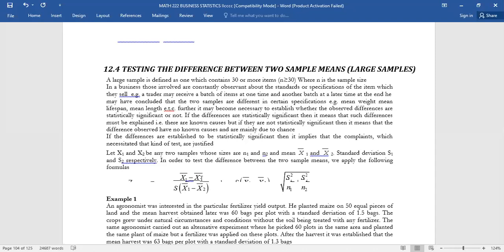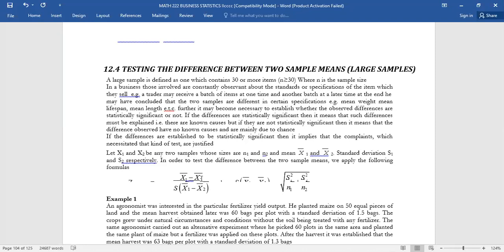If the differences are statistically significant, then such differences must be explained. Either there is wear and tear, or our machine is malfunctioning and needs to be adjusted, or something else. We don't want to continue lying to the customer so that they are not getting value for their money or investment. If they are not statistically significant, then the differences have no known causes and are mainly due to chance. That's why in Business Statistics 1, you studied probability first before coming to hypothesis testing, so that you understand how sample distributions are done.